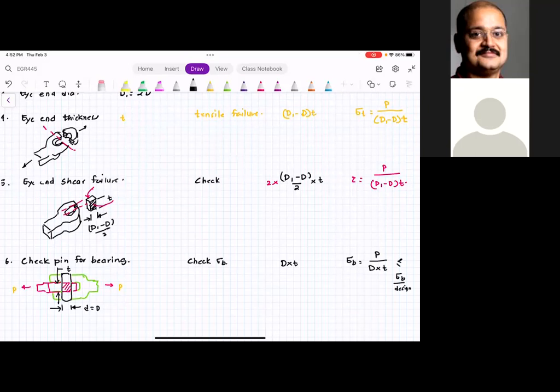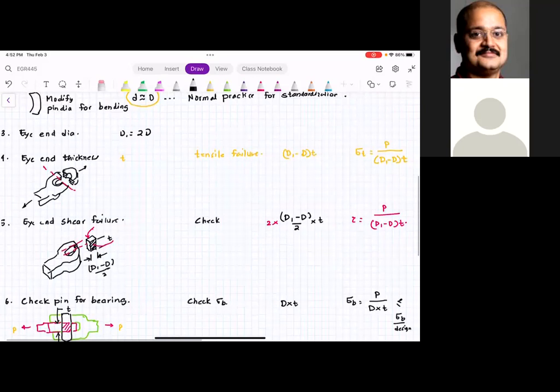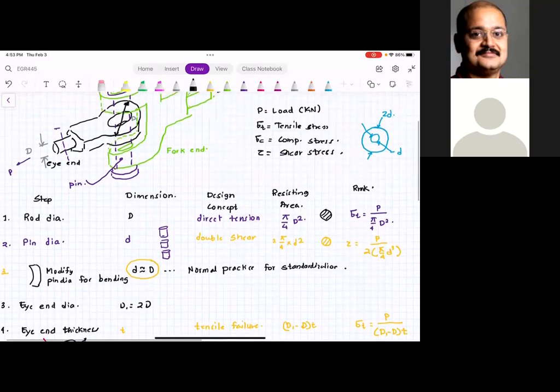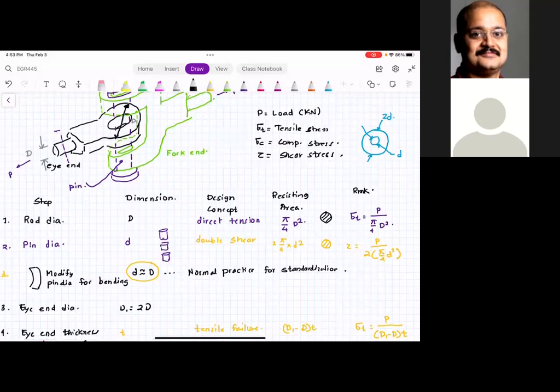Now, at this point, I want you to understand that we have designed the eye end completely. So the major dimensions for the eye end are completely known. If you look at it, the fork end is nothing but the duplicate of the eye end. So whatever we have on the left-hand side, something similar we have on the right-hand side. So the design equations are going to be exactly the same.